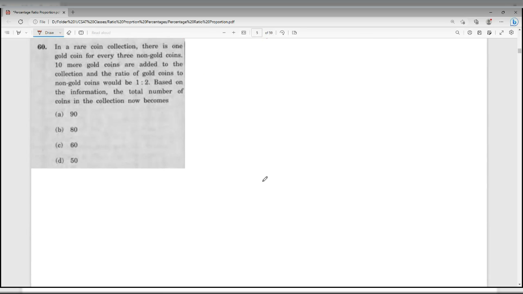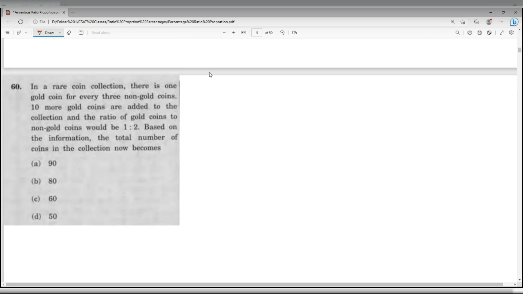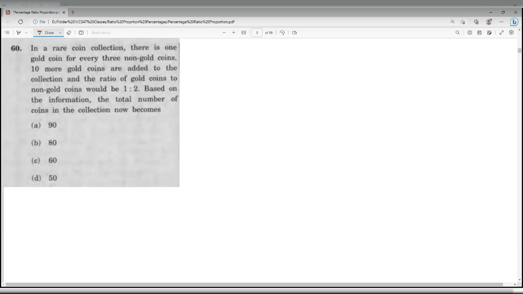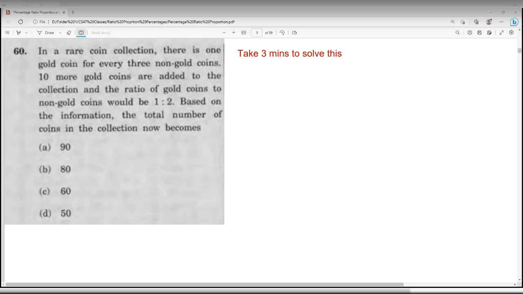Take around 3 minutes to solve this. I hope this question is visible. So I'll start the timer. Please take 3 minutes to solve this question. Yeah, the time is up. Please select the options that you have got.